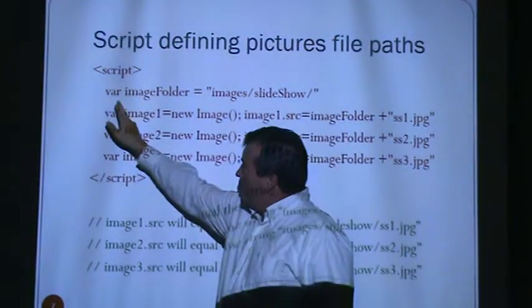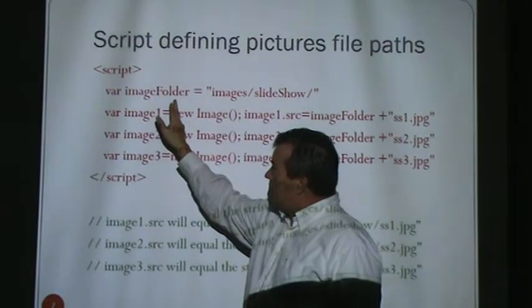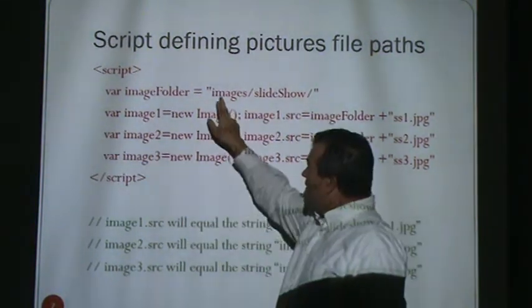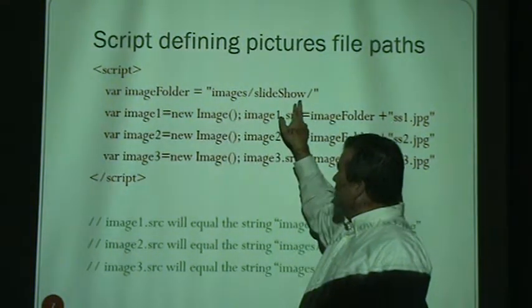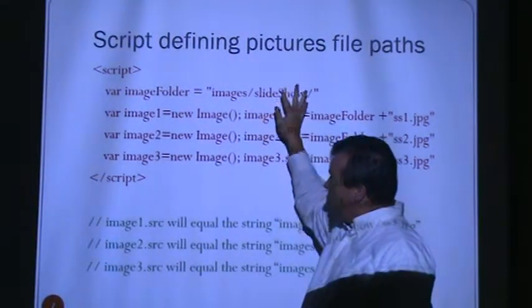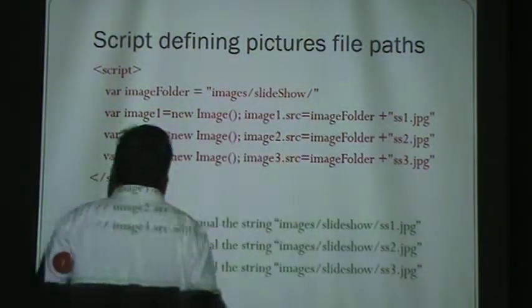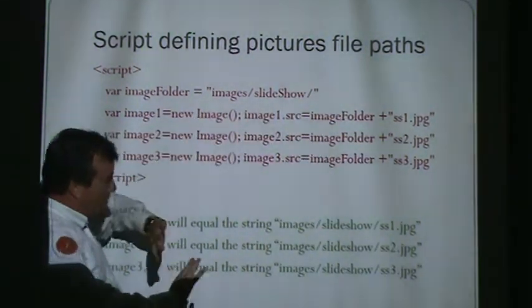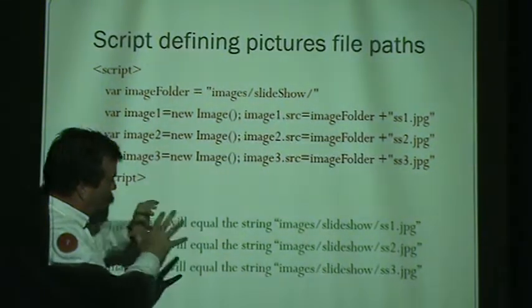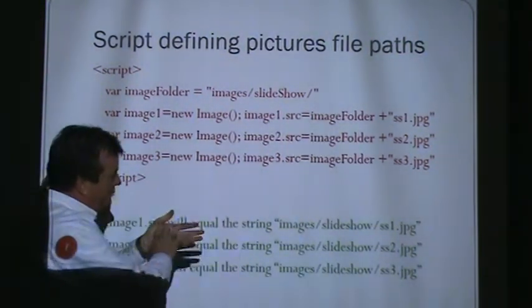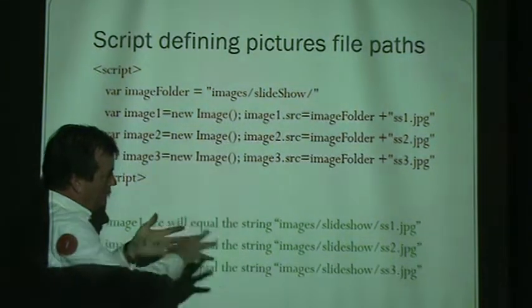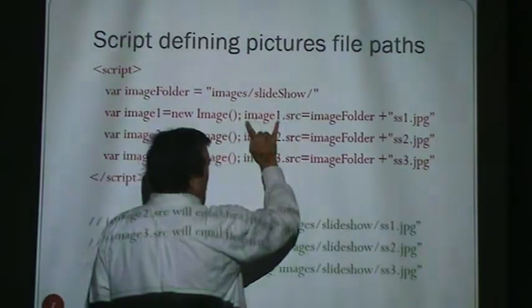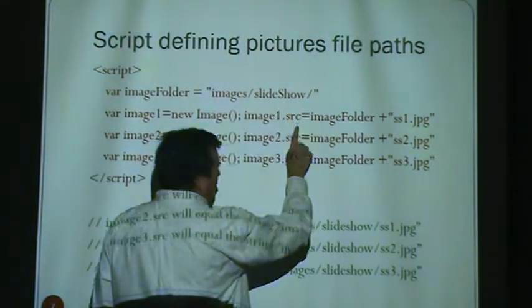So we could say var image folder. So we want to know the folder where the pictures are all located. It's in an images folder, and in there's a folder called slideshow. So that's where the images are. Now image number 1, we're going to call a new image function. So we're going to say create an image variable for us. So it's going to have where is the image, what's the height, what's the width, all the attributes we could change.